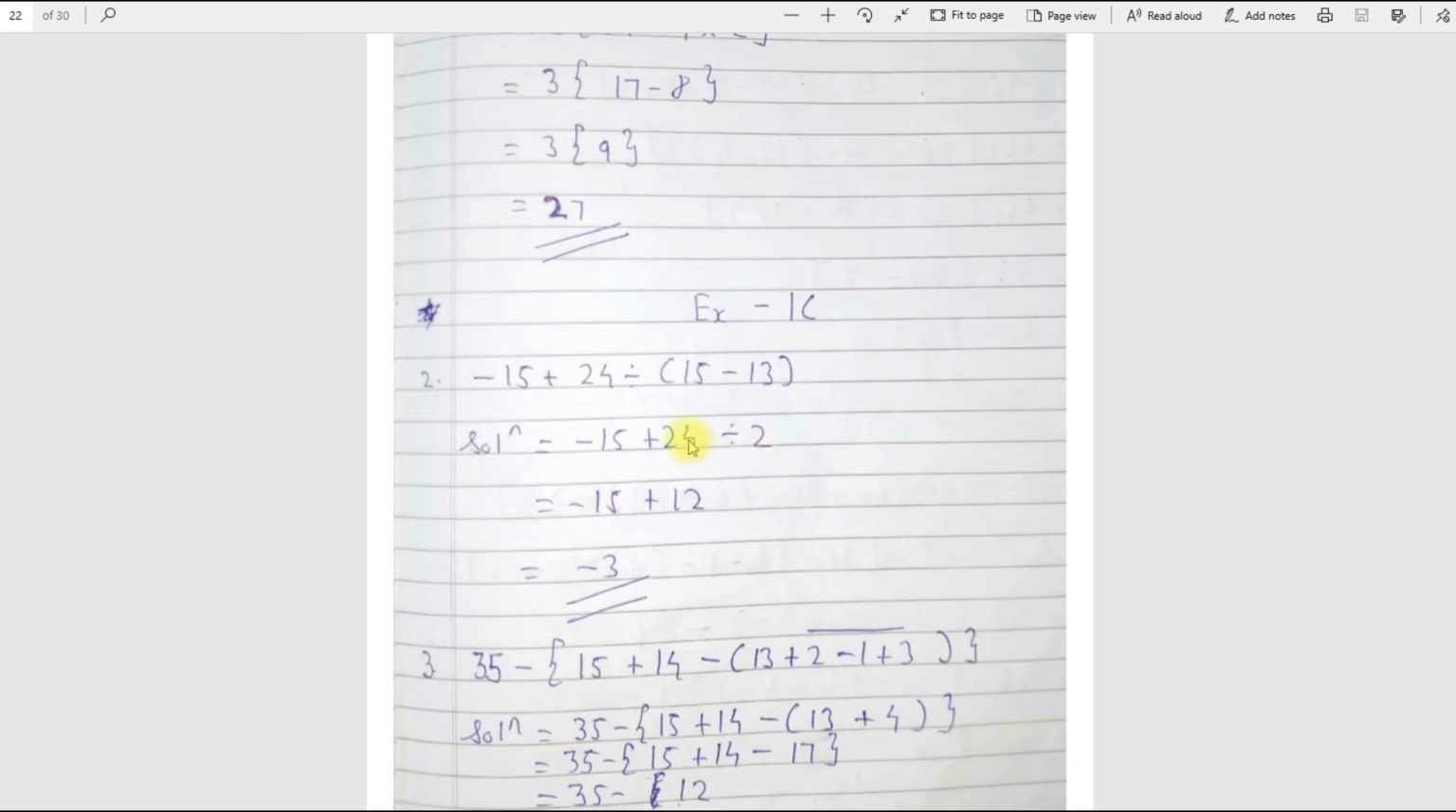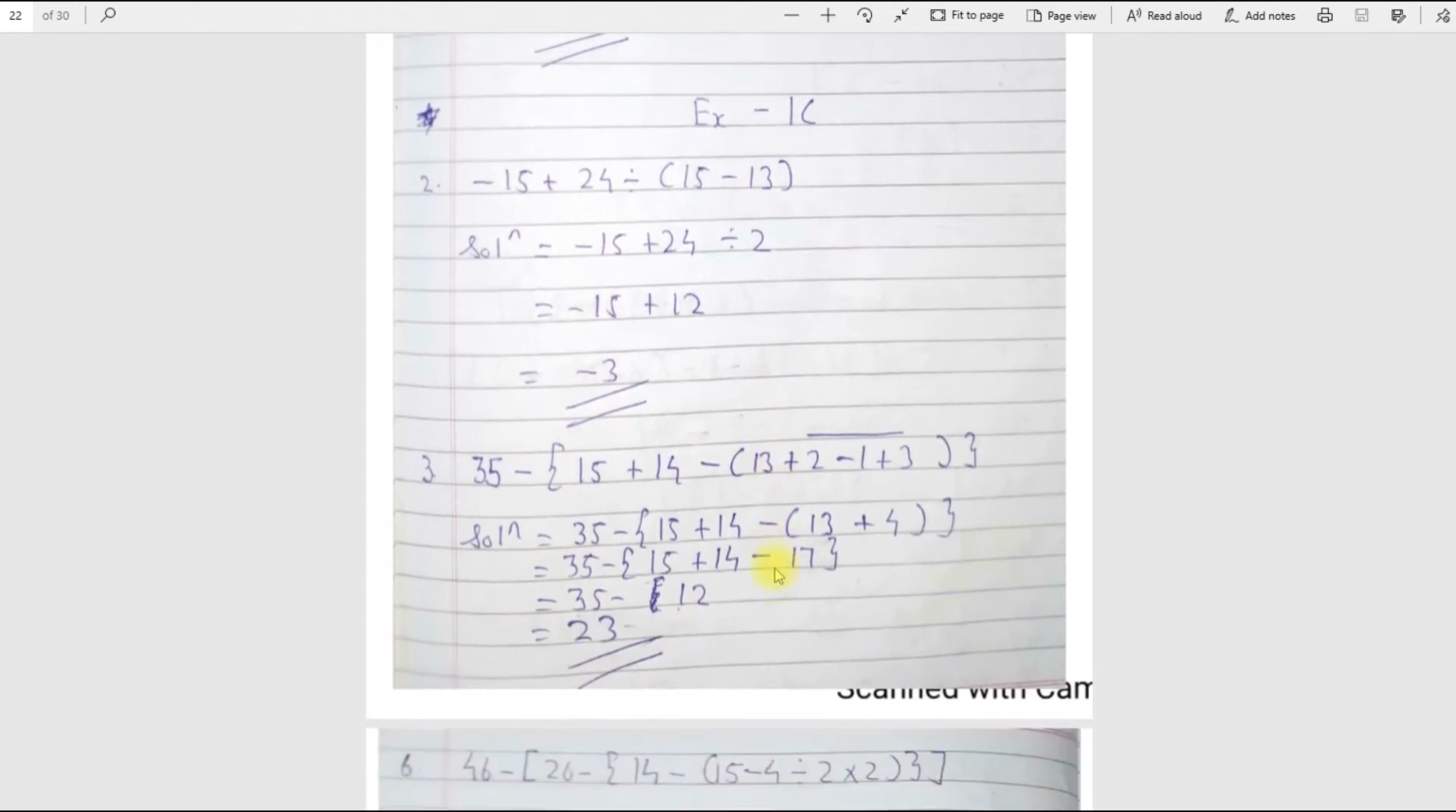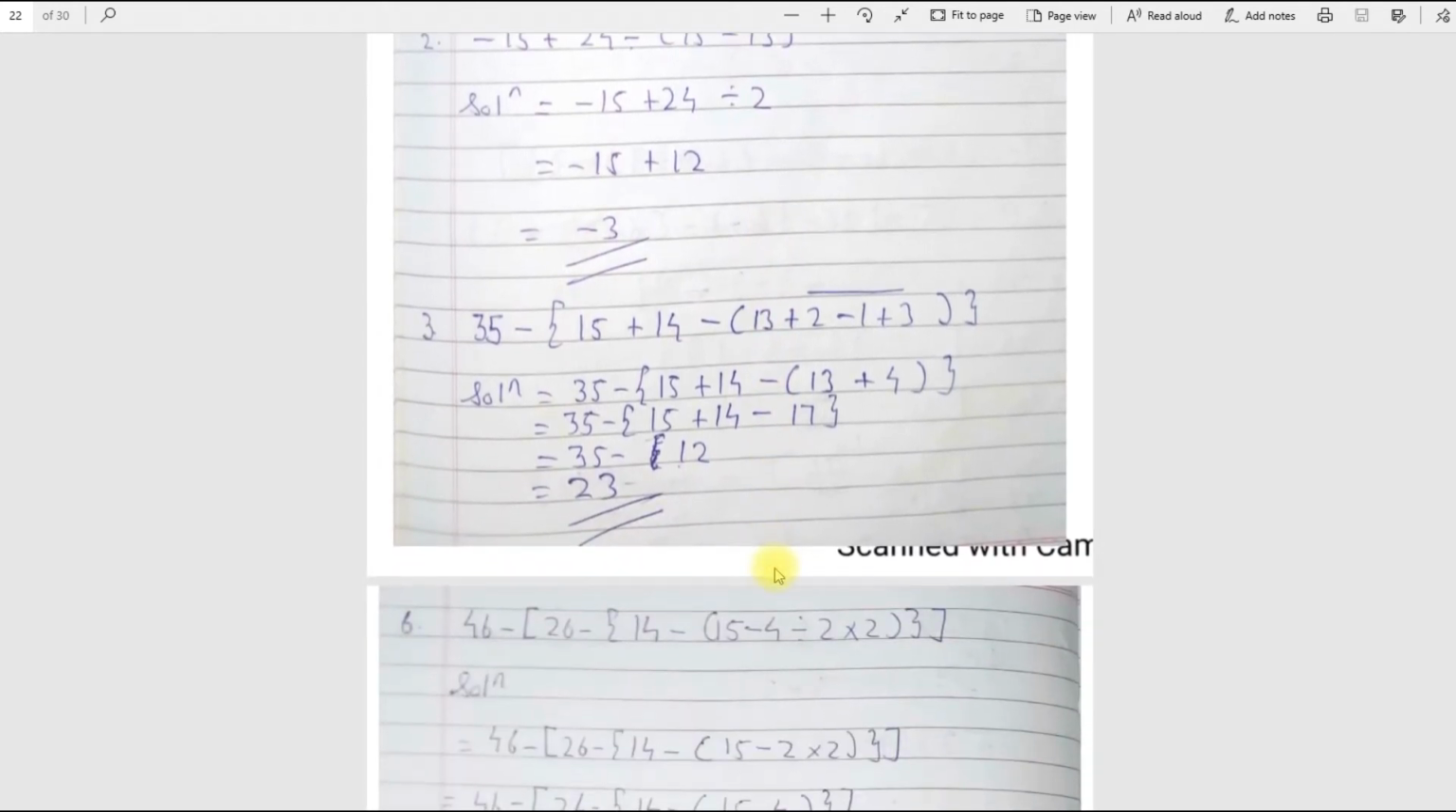And then division we have to solve. 24 divided by 2 becomes 12. And now minus 15 plus 24 gives me minus 3. Why minus 3? Minus plus minus. Therefore we have to subtract. 15 minus 12 is 3. And the sign of the greater number is minus. So minus 3 over here. Final answer is minus 3. Hope you have understood.